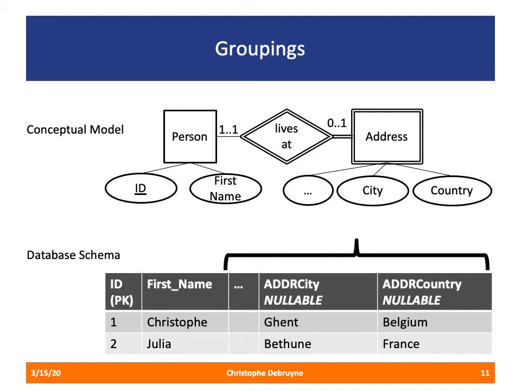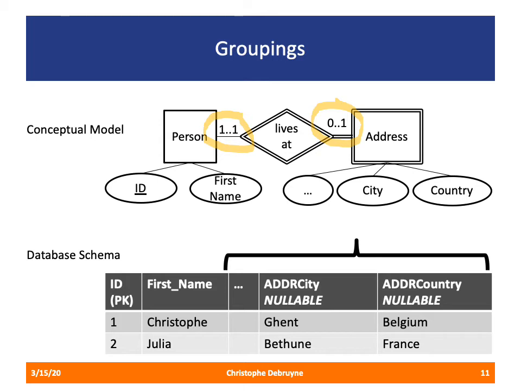Now, a database schema is often derived from a conceptual model. And here we have at the top an example of such a conceptual model. We now see that a person is still identified by an ID and we keep track of their first name, but a person lives at most one address, and every address belongs to at most one person. Now, this is an example. This is often not true in real life. Of an address, we keep track of their street, city, and country.